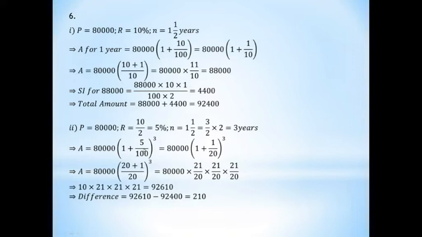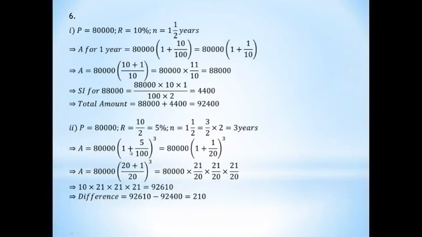In sub number 2, the question demands to find out the amount compounded half yearly. Since it is compounded half yearly, 10 rate should be divided by 2. At the same time, time should be multiplied by 2. So rate will become 5% and time will become 3 years. Then we will calculate the amount like we have done before.